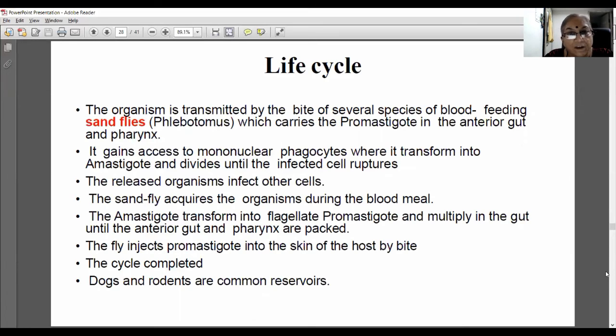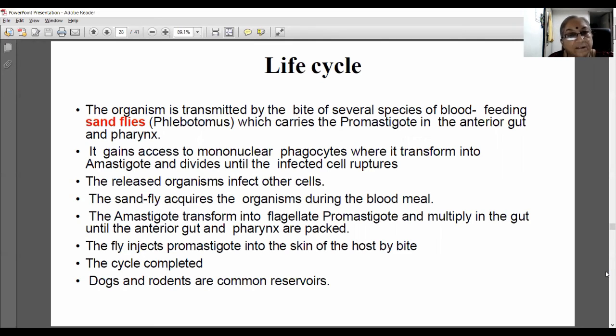The sandfly acquires the organism during the blood meal. So now this human being, which was infected, has amastigotes circulating in his whole blood. When they are circulating and any sandfly comes and sits on or bites this human being, these amastigote forms are ingested by the sandfly in the blood meal.